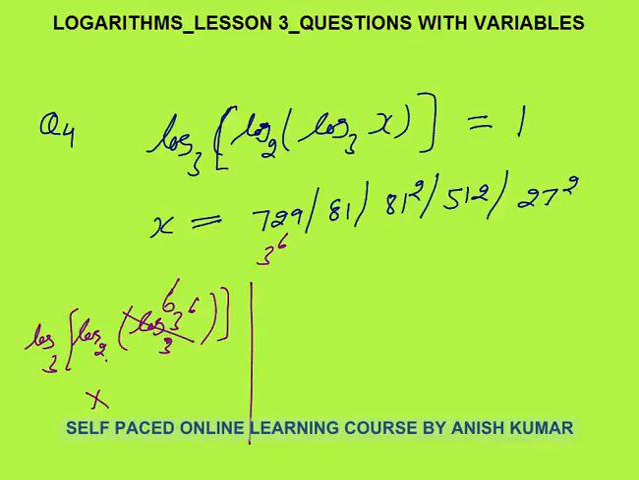Second option I try. 81. So this will give me log 3, log 2, log 81, which is 3 power 4 to the base 3.